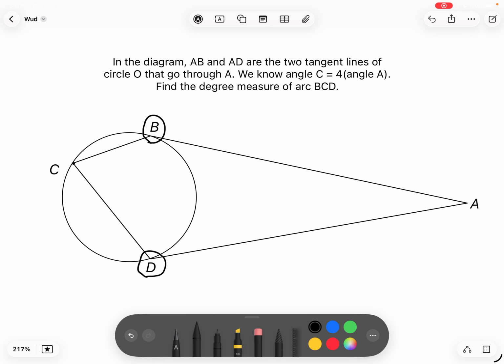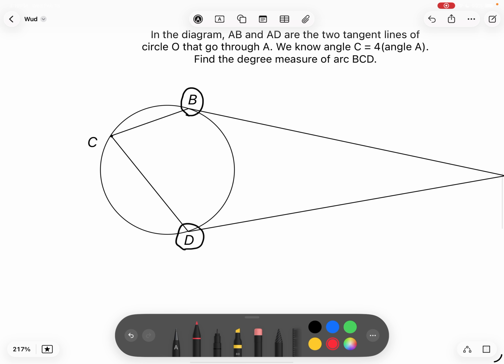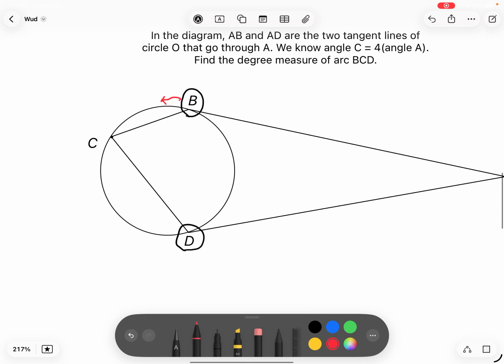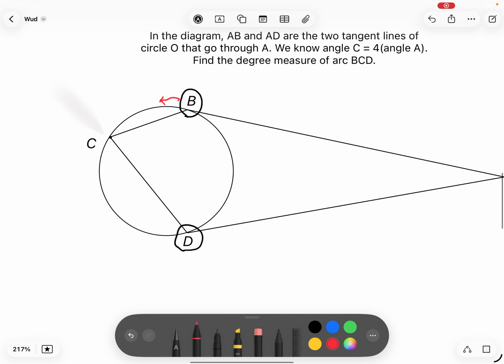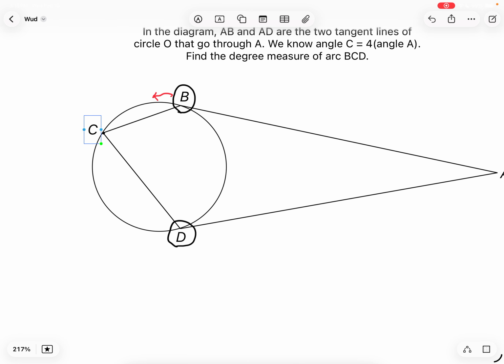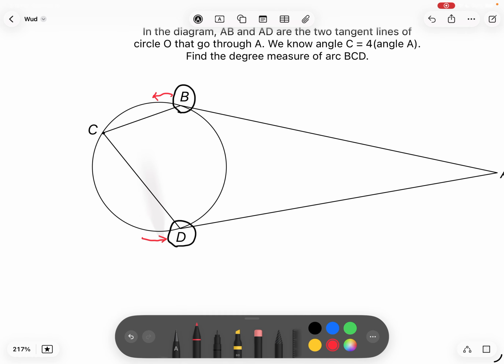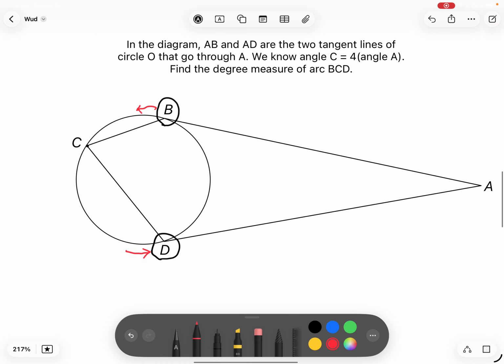So, we want to know the degree measure of arc BCD. It's going the long way around the circle, starting at B, going through C, which should really be more like here, then ending over here at D. They want to know the degree measure of that arc, which essentially means the measure of the central angle including that arc. And we must remember that the circumference of the circle, the entire thing, is 360 degrees. So it's going to have to be less than that.